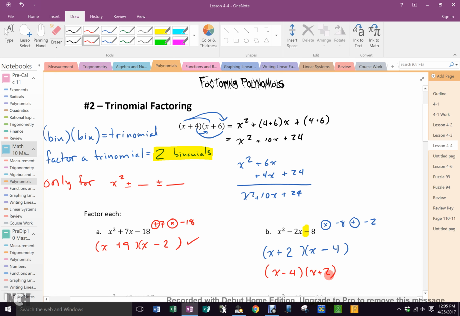Go ahead. All right? Because order doesn't matter. Is negative 4 plus 2 negative 2? Is negative 4 times positive 2 negative 8? So do I have it right? Easy peasy.